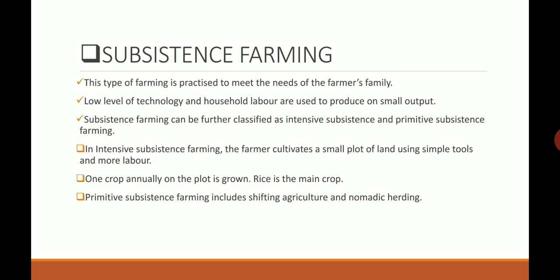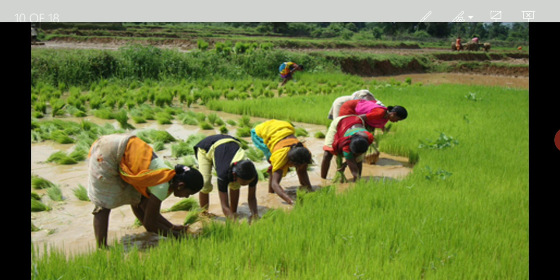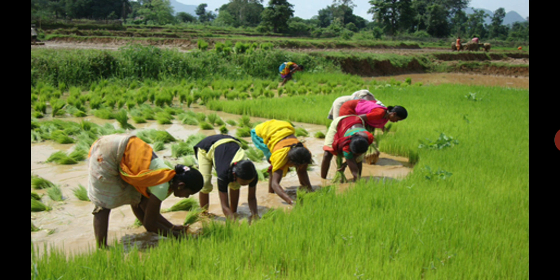Primitive subsistence farming includes shifting agriculture and nomadic herding. We will discuss this further. So here you can see in the image a small plot, and the farmer's family is there as labor, harvesting the rice crop from the land.